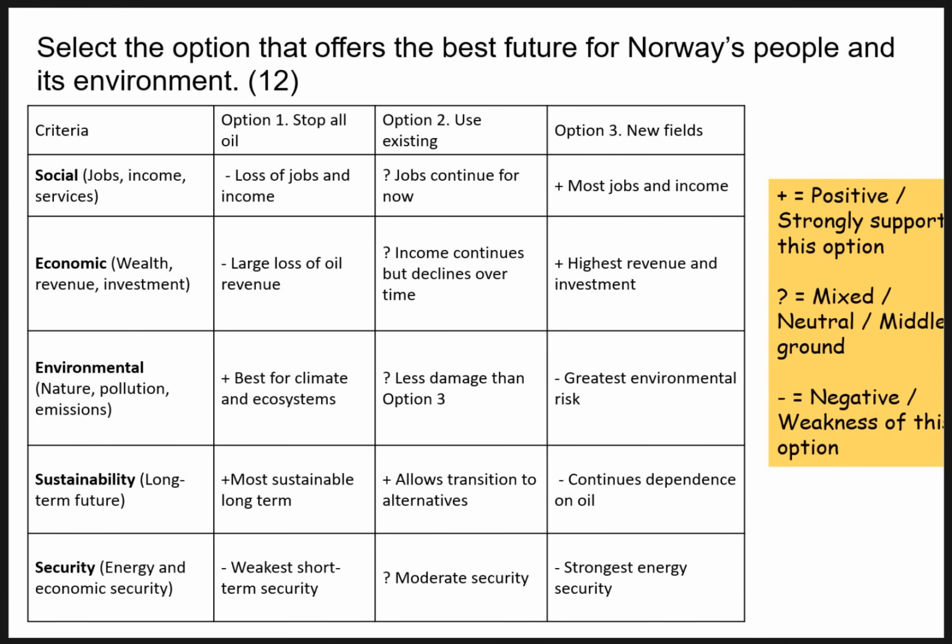So you don't need to draw a table like this. You might want to do something rough, but you could use plus and minus symbols, plus a question mark for something that is neutral. So we're looking at the advantage, disadvantage, or in this case, best options. So how does option 1 work for social? How does it work for economic, environmental, sustainability? So I've looked at the 3 options. I've measured them against the 5 factors, which will take some time.